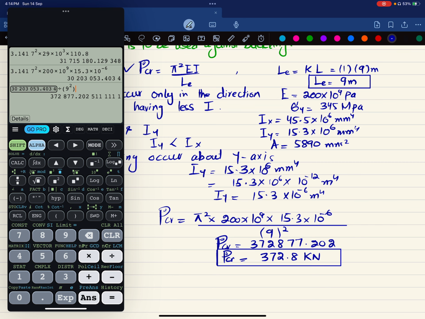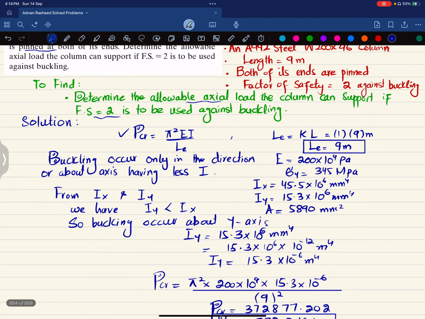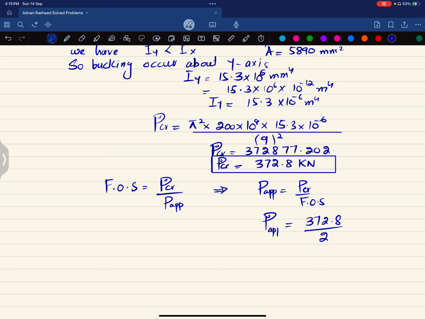Okay, now we have been asked to determine the allowable axial load with a factor of safety that can be used. So we know that factor of safety is equal to P critical divided by P allowable, or P applied. Let me write it as P applied. So from here P applied will be equal to P critical divided by factor of safety. So just plug in the value: 372.8 divided by 2 is P applied, against the buckling.